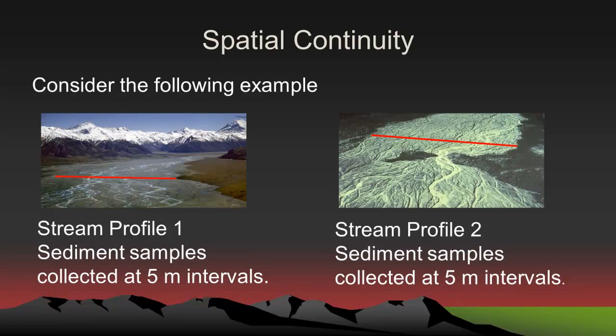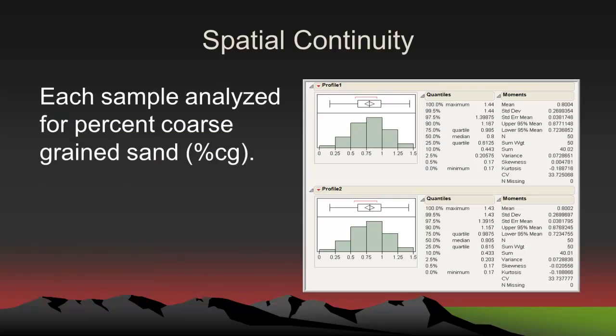That indicates the transect where sediment samples were collected at 5-meter intervals. Over on the right, we also have a red line indicating a transect where sediments were also collected at 5-meter intervals going across the glacial stream. These samples were sent to a laboratory and analyzed for the percentage of coarse-grained sand. I don't recall the exact sieve size separating coarse grain from the remainder, but that doesn't matter here anyway.